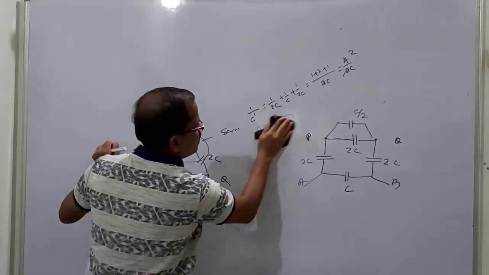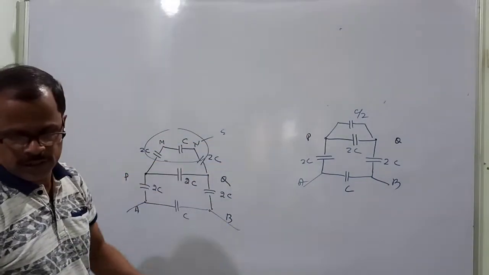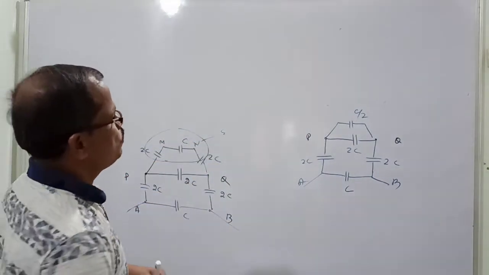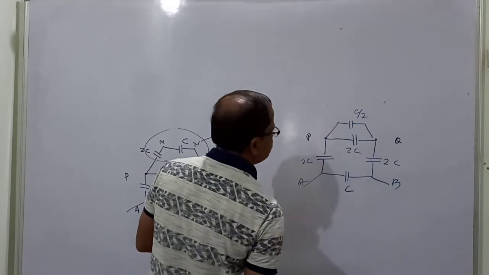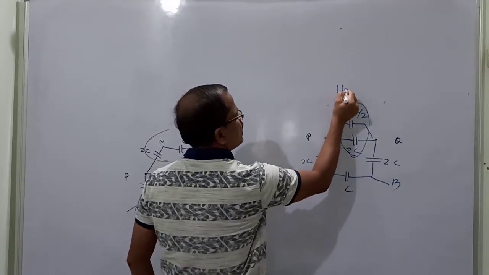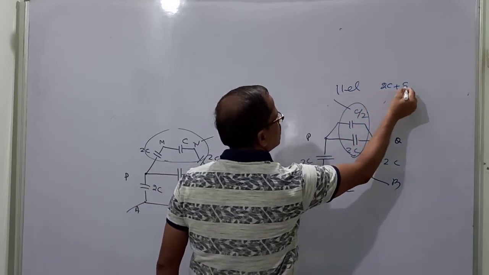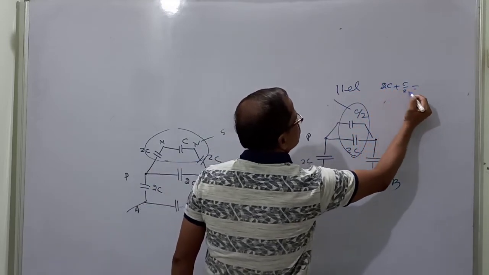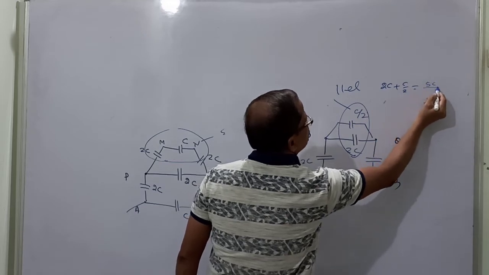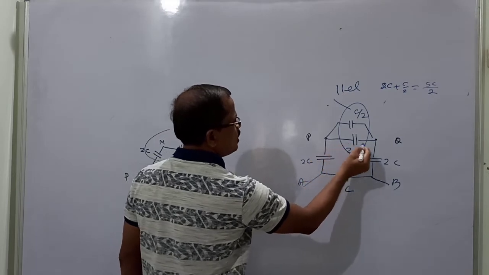So this part. Now see the figure. Now tell me what to do. Now 2C and C by 2 are in parallel. If the parallel net capacitance is 2C plus C by 2, it is equal to 5C by 2. So this is 5C by 2. So 2C, 5C by 2, 2C.